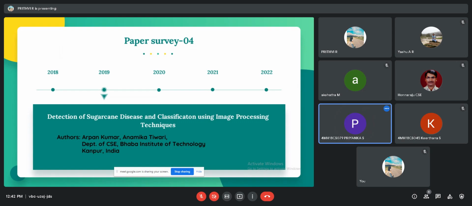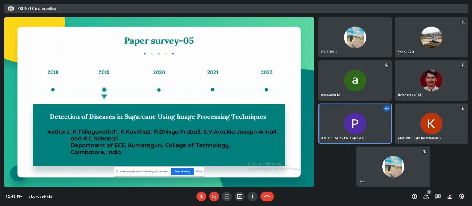During the testing phase, the test images are input to the system and the same process of pre-processing and k-means clustering based segmentation is performed, and the gray level co-occurrence matrix features for the current images are evaluated. The multi-SVM classifier is then used to classify images into types of diseases. And the next paper will be explained by Prithvi.